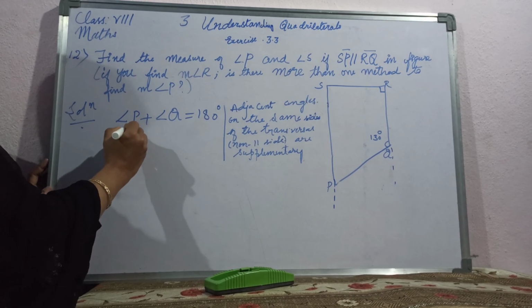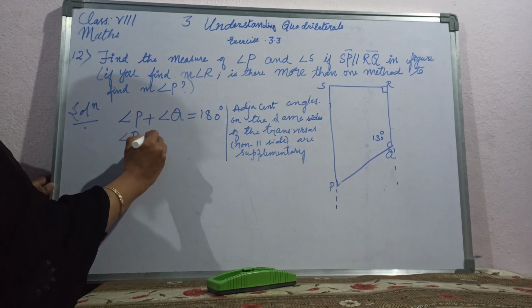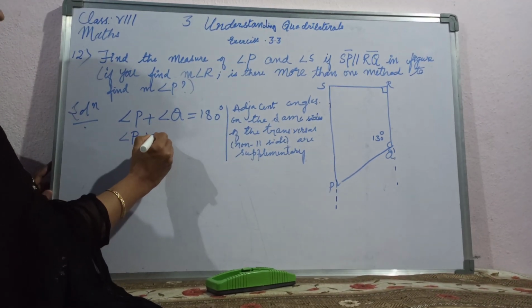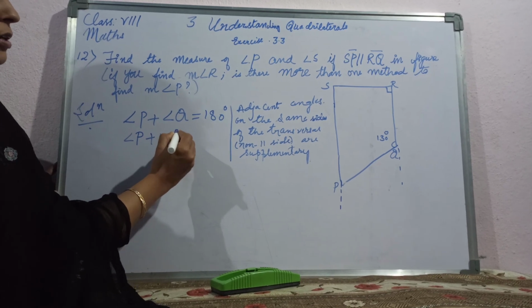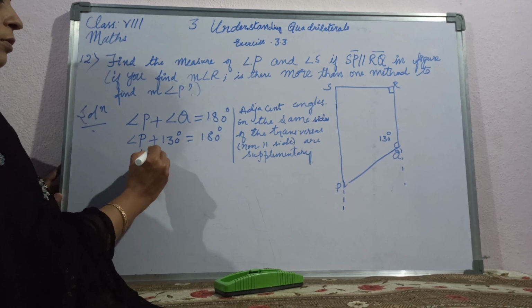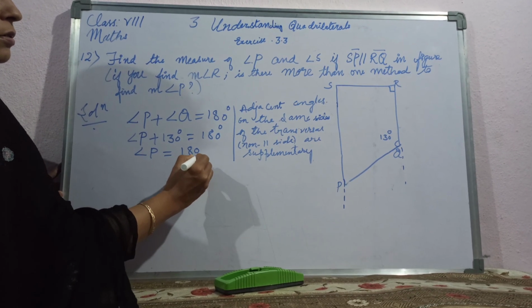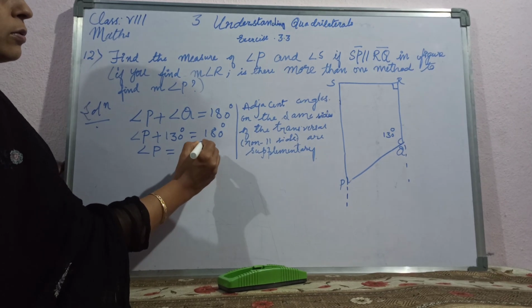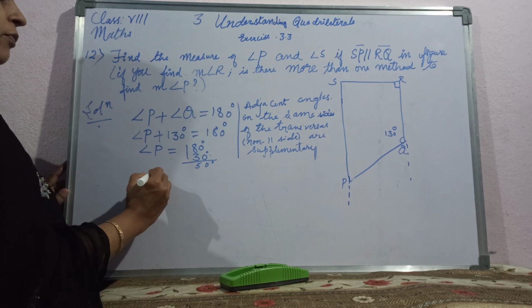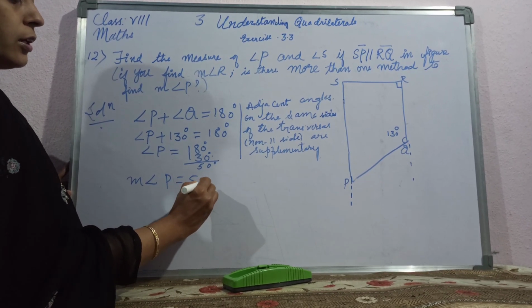Let us find out the measure of angle P. Angle P we don't know, but we know the value of angle Q, that is 130 degrees, and angle P plus angle Q is equal to 180. As we always do, we transpose. So angle P is equal to 50 degrees. Therefore, measure of angle P is equal to 50 degrees.